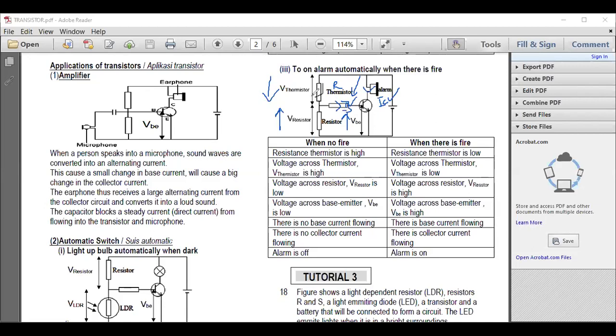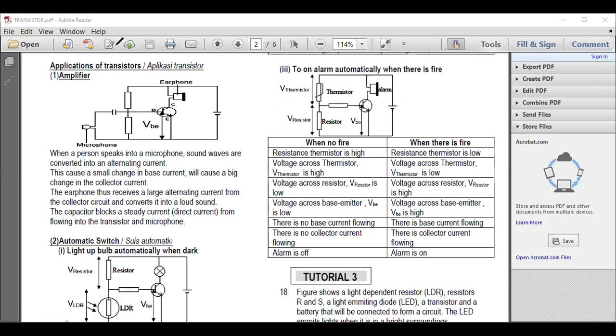Okay. Now the thing is, they can give you another situation. Let's say you want to switch on the aircon automatically when it is hot. So what you do is you change the alarm to aircon, or you want to switch on the fan automatically when it's hot. So you switch the alarm to fan. Okay. So basically, this is an automatic switch circuit, depending on the condition of the surrounding.